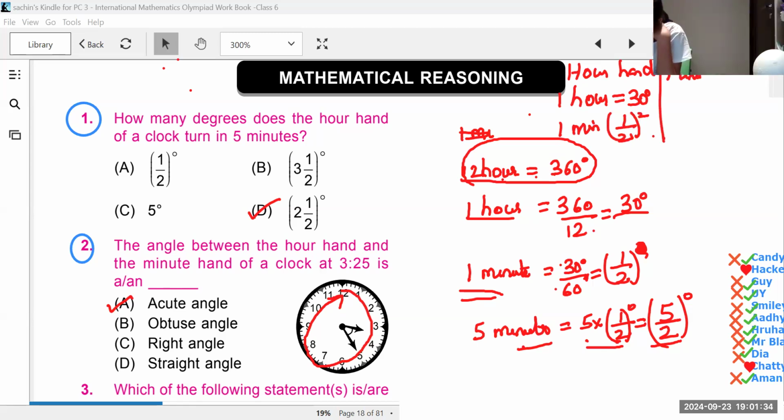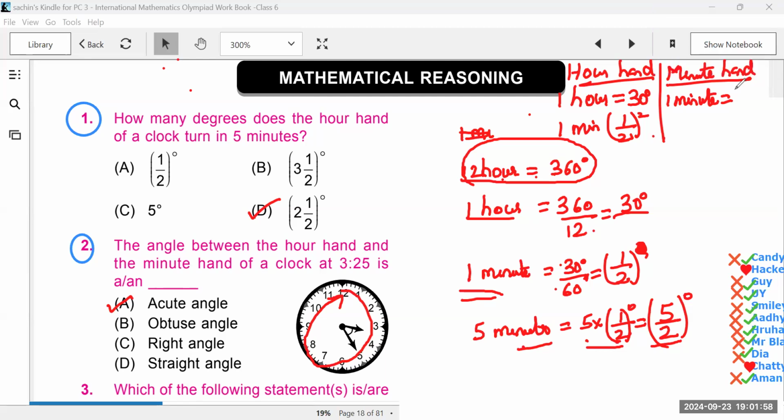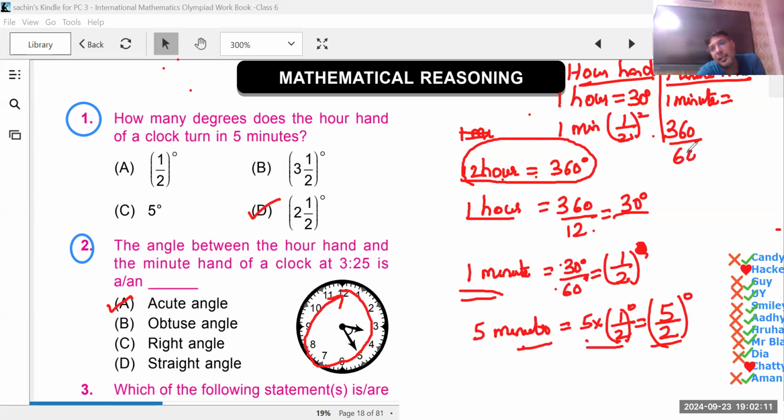Then the minute hand. How much does it travel in 1 minute? Tell me, guys. Sir, half a degree. No, sir, 2.5 degrees. In 1 minute? Anyone who can give the answer? Sir, 30 degrees. 30 is wrong. Sir, 6 degrees. 6 degrees. 360 divided by 60, 6 degrees.